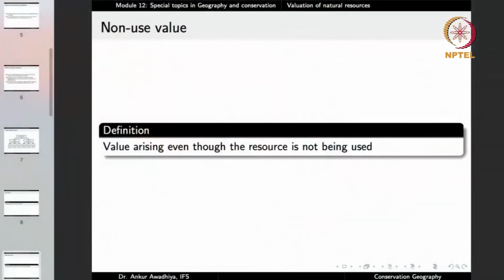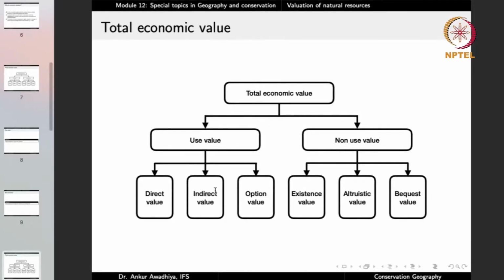We'll look at use and non-use values in a short while. So use values comprise direct values, indirect values, and option values. And non-use values comprise existence value, altruistic value, and bequest value. So these are the different categories, or different subcomponents, of the use and the non-use values. So let us now look at all of these.